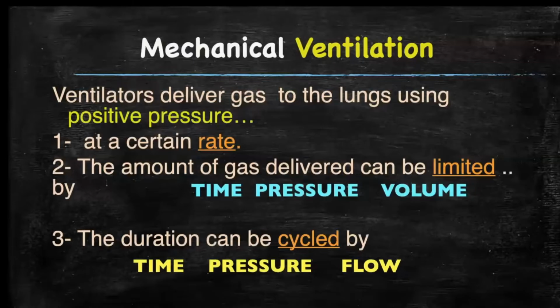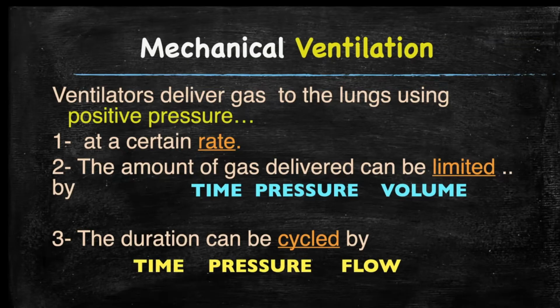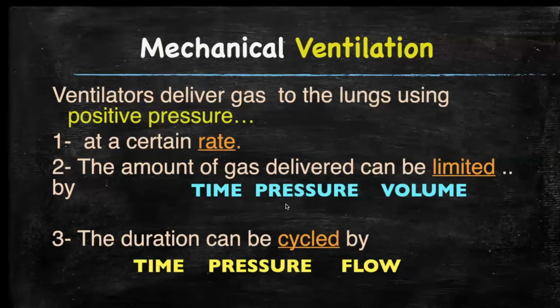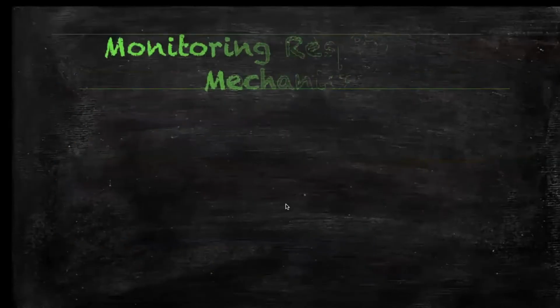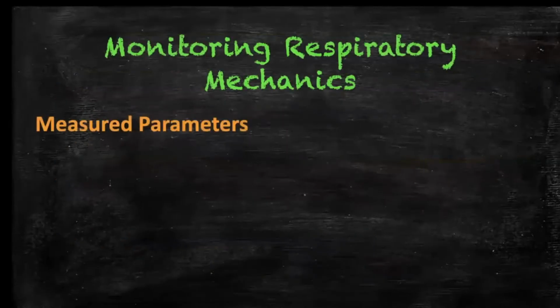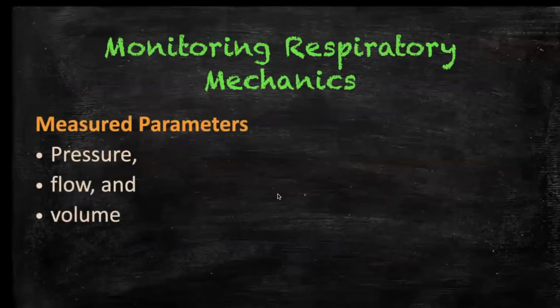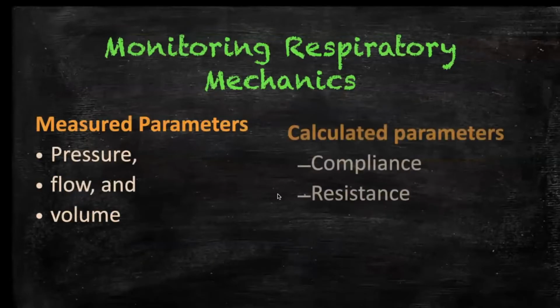Normally, most of the ventilators have time cycling and flow cycling, but in assist control, pressure control mode of ventilation, we can have pressure cycling also. These things will be discussed in more detail when a lecture on ventilatory modes is delivered. So when it comes to respiratory mechanics, there are measured parameters like pressure, flow, and volume. These are measured inside the ventilator and displayed on the ventilator screen. And then there are calculated parameters like compliance and resistance.